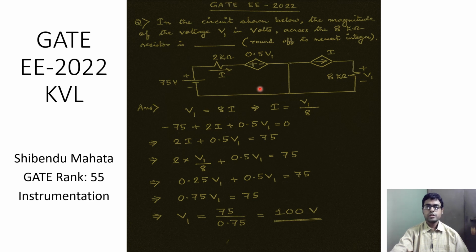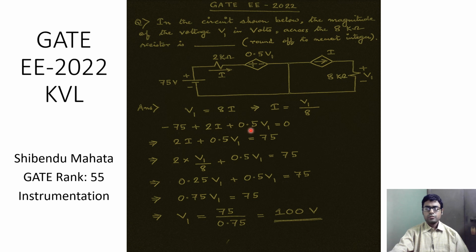So we can see that there are two dependent sources here. This is one dependent source. So this is a voltage dependent voltage source where the voltage V1 is the voltage drop across this 8 kilo ohm resistance, and this one is a current dependent current source, and the value of this current source I is obtained from the current that flows through this branch.